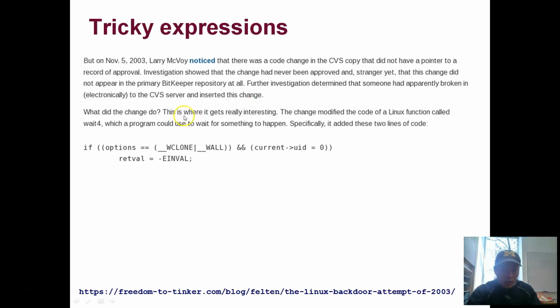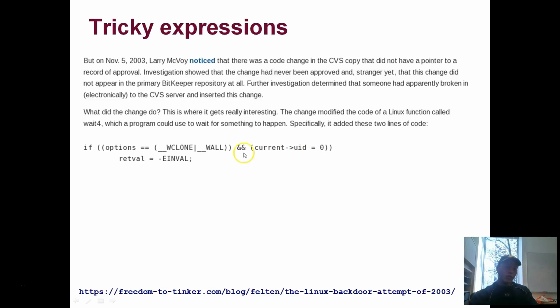Where is it on here? Yeah, wait4. And within this function, there is an if statement, and it checks for options that were given to this wait function, and then it checks to see if your UID was 0, and it did specific things if you were the administrator. So if you have a user ID of 0 on Linux and on Unix, this means that you are the root account or the administrator account, and you have special privileges.